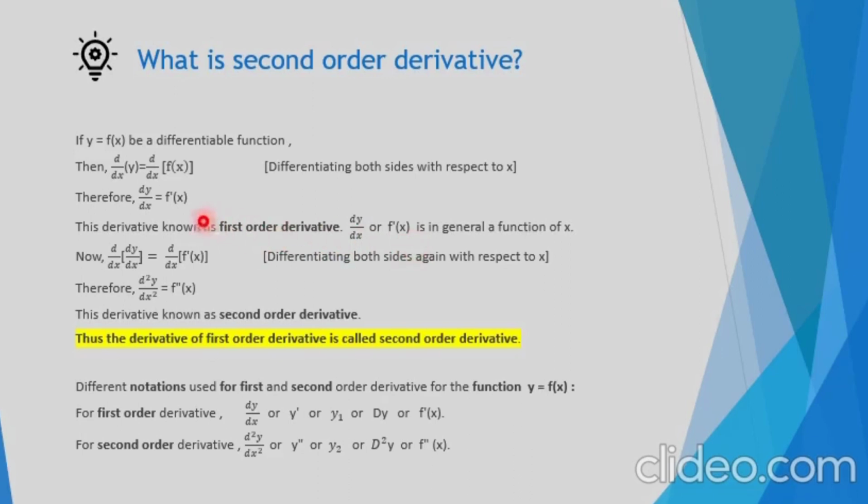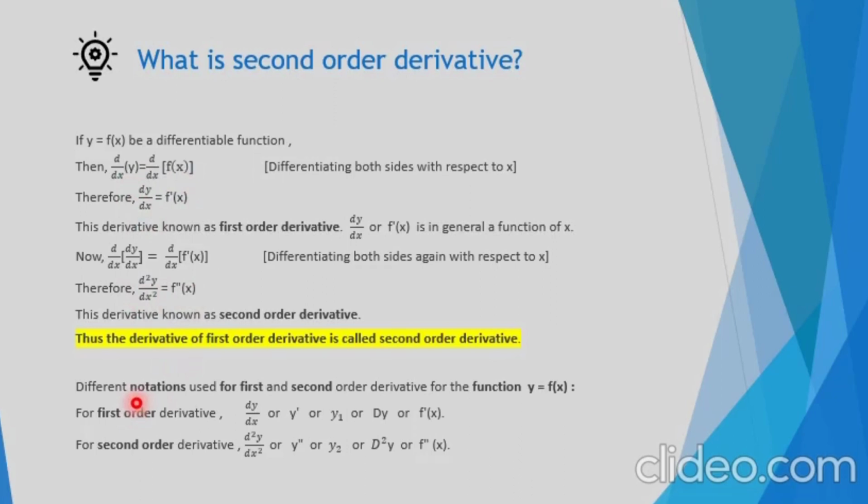Now if we differentiate this first order derivative once more with respect to x, that is d/dx of dy/dx equal to d/dx of f'(x), then we can write d²y/dx², that is d square y dx square, equal to f''(x), and this derivative is known as second order derivative. Thus the derivative of the first order derivative is called the second order derivative. And if we differentiate the first order derivative dy/dx with respect to x, then we will get the second order derivative.